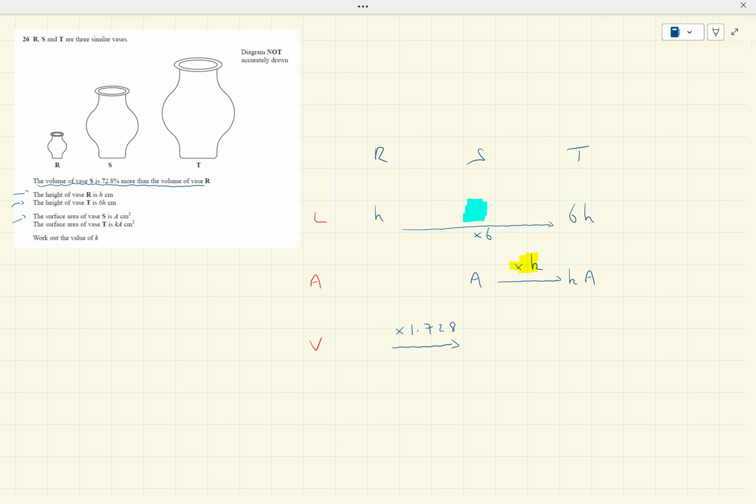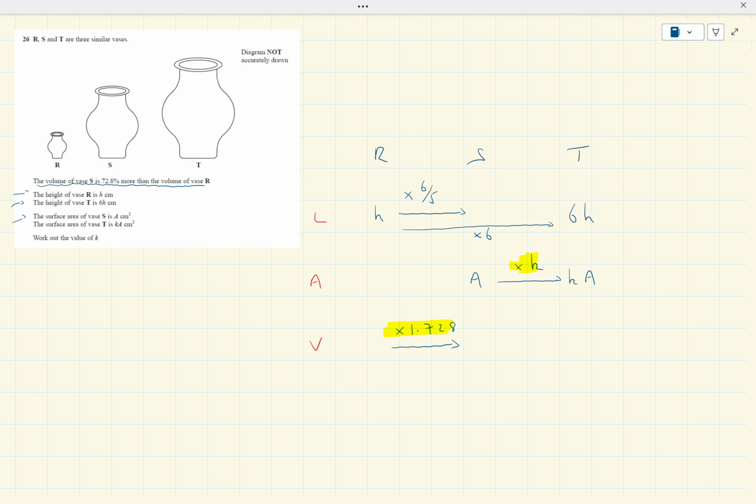Well, what can I find out? Well, I'm told the volume scale factor here from R to S, so I'm going to cube root that to get the linear scale factor from R to S. So on my calculator, I'm simply doing the cube root of 1.728, and that gives me 6 over 5. So I know that the scale factor here is 6 over 5.